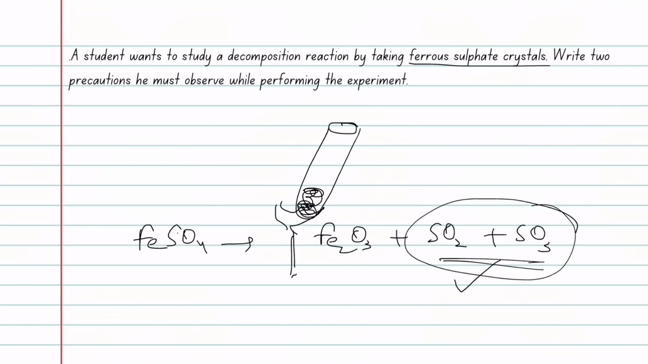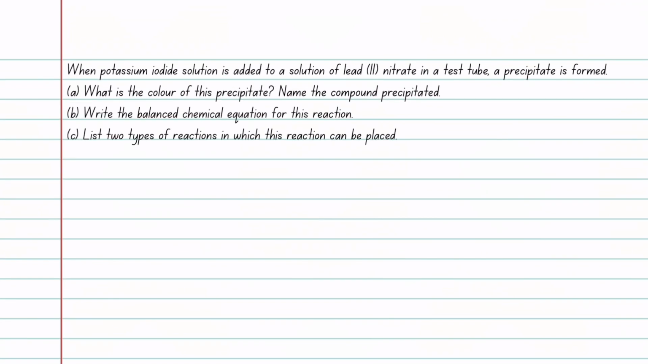Second thing is, while heating anything, you have to use a test tube holder, right? So these are the 2 precautions that you can take while performing this experiment. Moving on. When potassium iodide is added to a solution of lead nitrate, a precipitate is formed. What's the color of the precipitate? Balanced chemical equation and the category of the reaction.